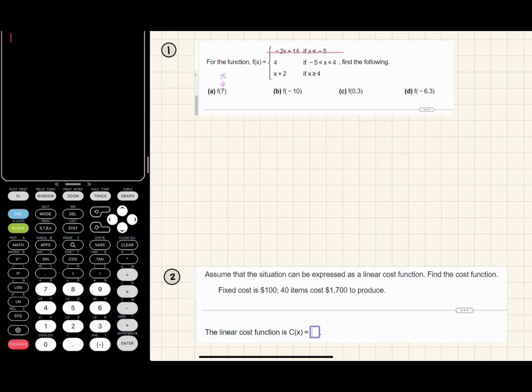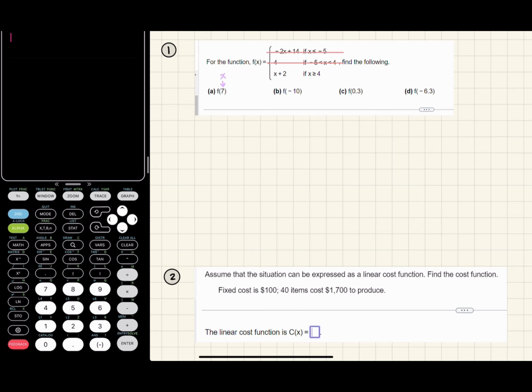So that rules out this function. Let's go to the next one here. Is 7 between negative 5 and 4? Absolutely not. 7 is greater than 4. So 7 does not follow this rule. So that rules out this function here. And finally, is 7 greater than or equal to 4? Yes, it is. So this is the rule that it follows, which means this is the function that we're going to use.